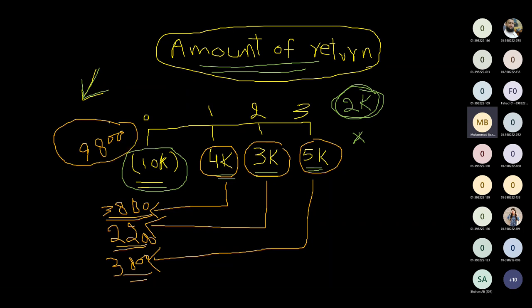So if 9,800 is my return, do you think I will go for this investment? Apparently, I'm investing 10,000 and in return, I'm getting 12,000. That means 2,000 is my saving or profit. However, when I check the worth of these returns that I'm expecting in 1 year, 2 years or 3 years in terms of present value, I realize that I'm investing 10,000 and in return, I'm getting 9,800. So will you go for this investment?